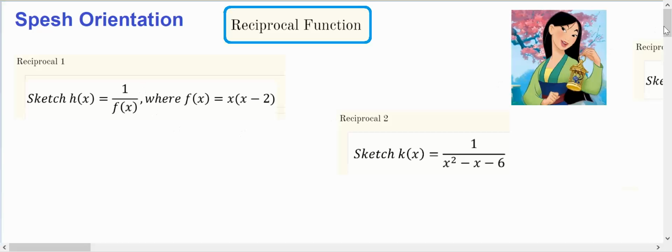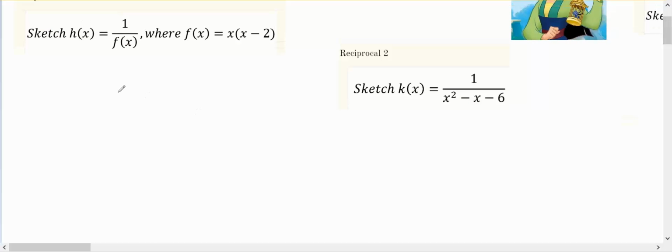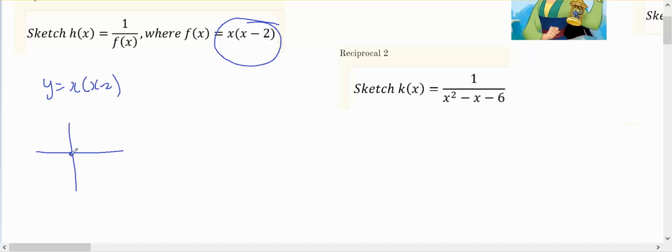Okay, so this is sketching these reciprocals. I'm going to consider what this looks like. So if I had y equals x(x minus 2), that's a parabola with an x-intercept at 0 and at 2, and we'll have a turning point at 1, and 1 times (1 minus 2) is going to be negative 1.